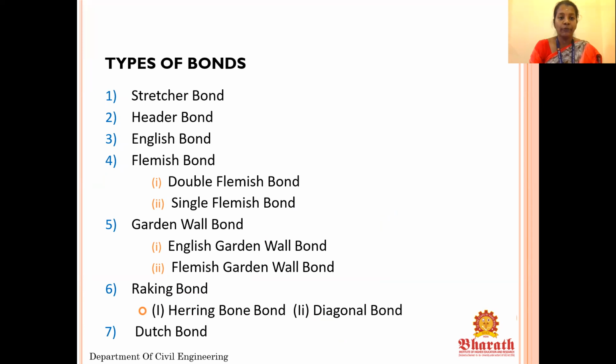So these are the types of bonds. Generally, we know about the stretcher bond, header bond, English bond, Flemish bond. These are the main types of bonds which we generally see in all types of construction. In Flemish bond, there is double Flemish bond and single Flemish bond. Next, garden wall bond: English garden wall bond, Flemish garden wall bond, and raking bond. Raking bond is the herringbone method and diagonal method. The last one is Dutch bond. So in total there are 7 types of bonds seen in construction.